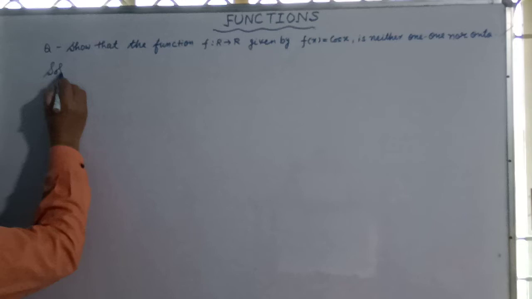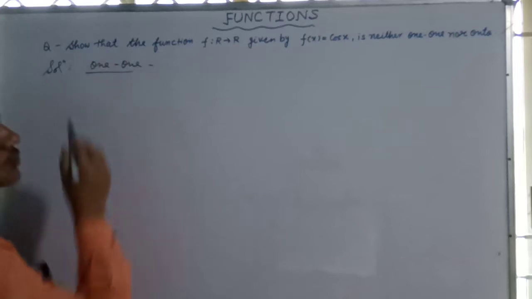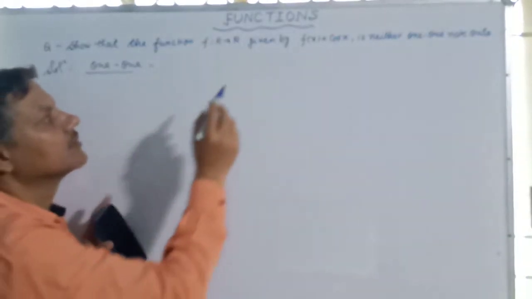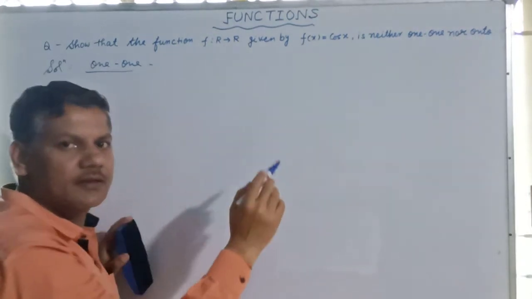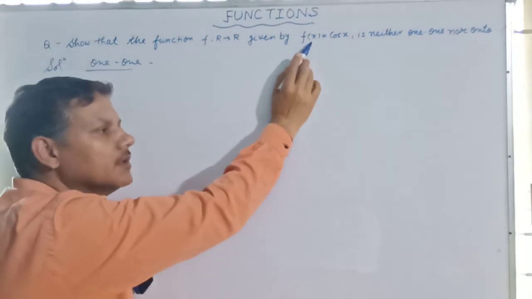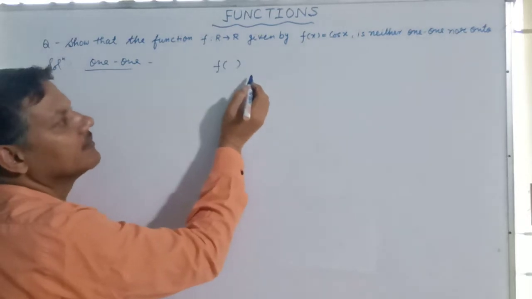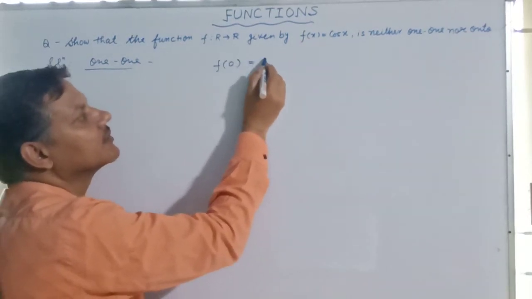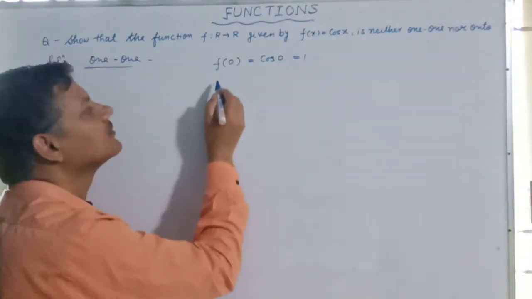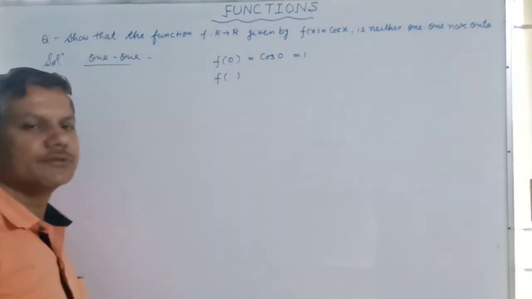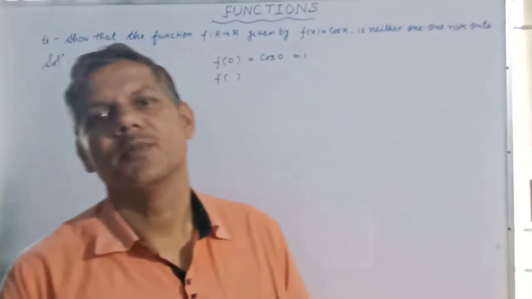So we start with checking one-one. This is the process of one-one: if it is one-one, then we are supposed to prove it in general. If not, then we have to raise a contradiction. So for that, just take x as an angle. So f(0) = cos 0, and the value of cos 0 is 1. Now for contradiction, just think about another angle for which the value of the cosine function remains 1.